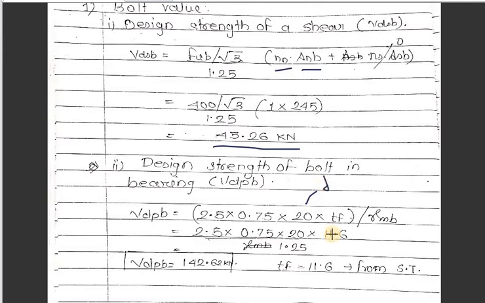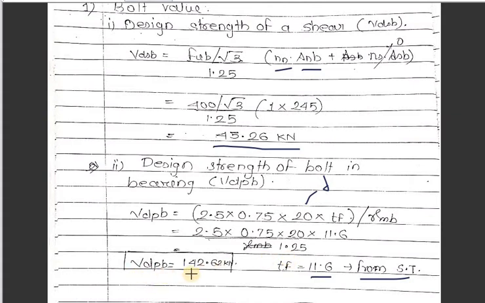D is nothing but the diameter of the bolt. What about t_f? As I've already shown you from the steel table, we have to take the value of t_f for the steel section as 11.6 from the steel table, for ISHB 350. So directly we have taken this value as 11.6. What about gamma_mb? It is 1.25.